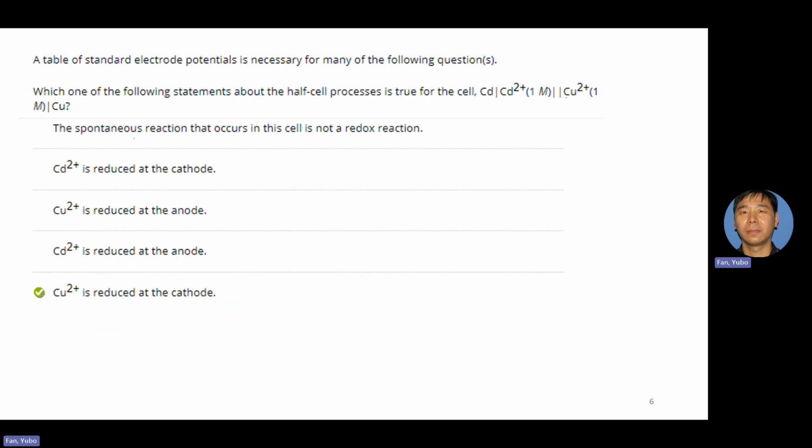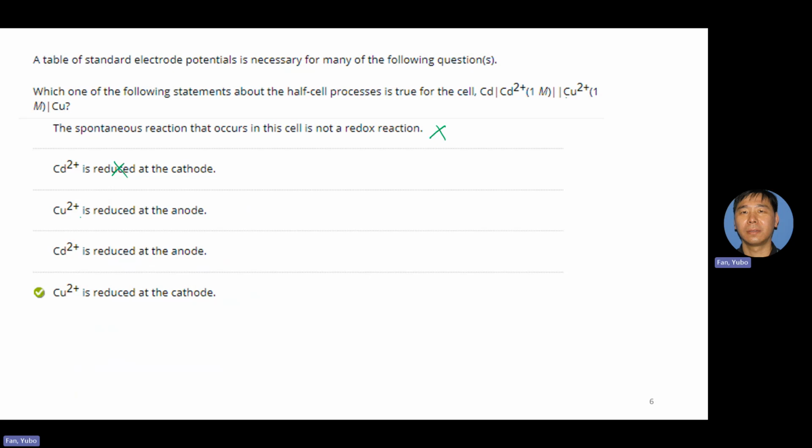First one is the spontaneous reaction that occurs in the cell is not a redox reaction. For redox reaction, that means there are oxidation and reduction, and this is a battery. If the reaction happens, this is a spontaneous reaction for sure, so it must be a redox reaction. So this is wrong. Next one, cadmium 2+ is reduced. Cadmium 2+ is a product of oxidation. So it's not reduced because it's a product.